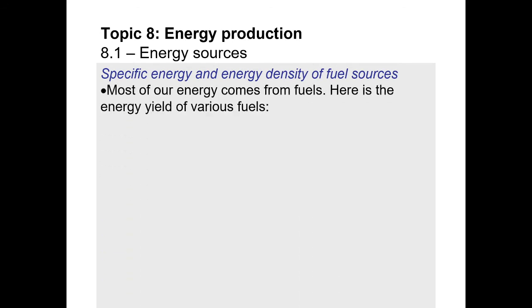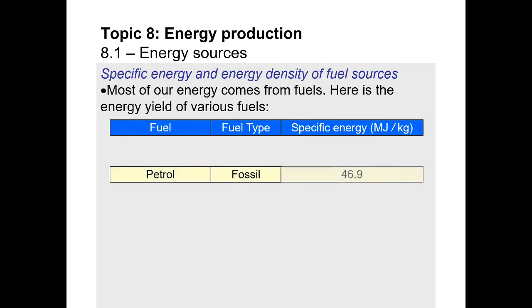Okay. Now, most of our energy does come from fuels. So let's look at some values and compare them. Petrol is also known as gasoline. The specific energy for petrol is 46.9 megajoules per kilogram.